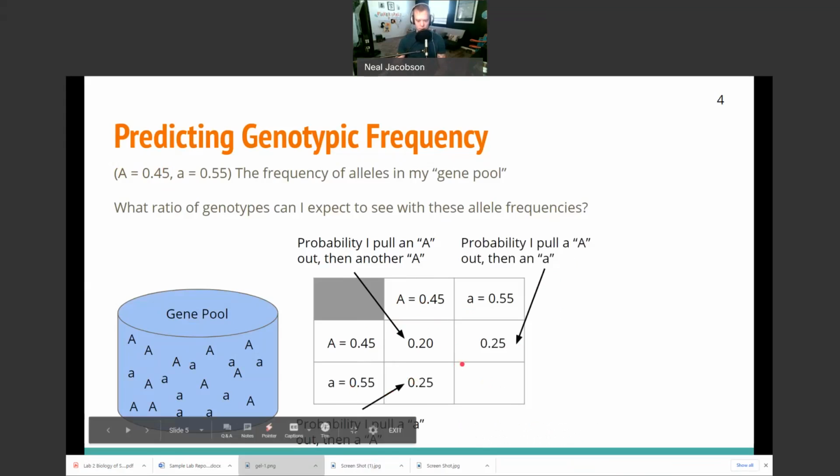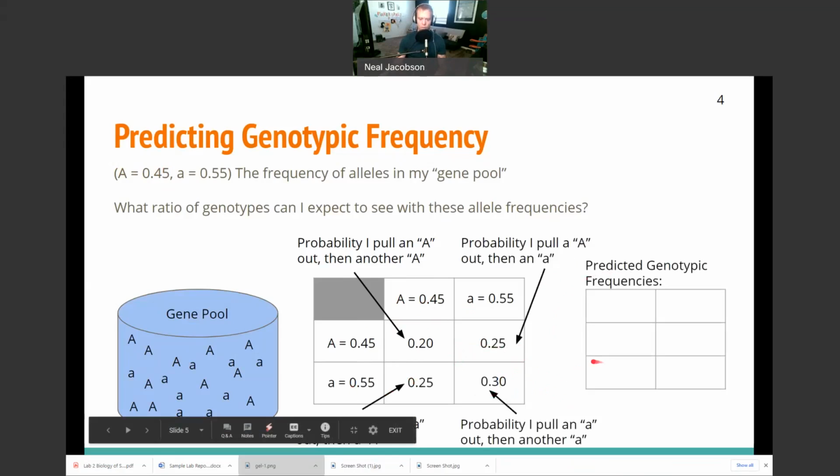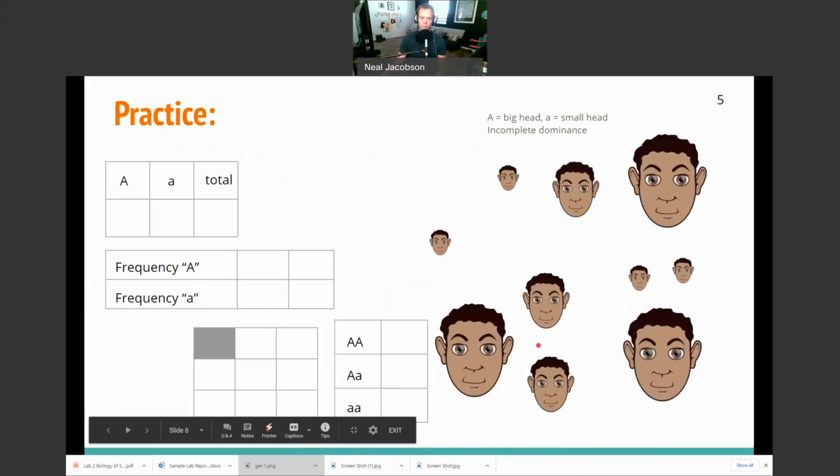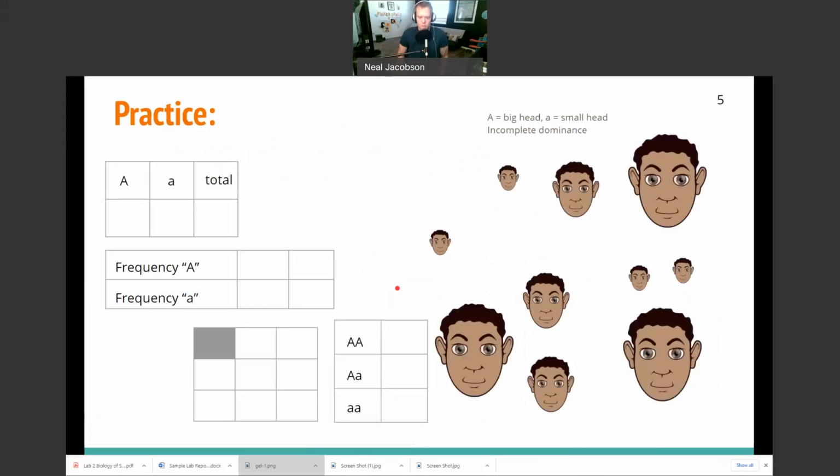All right, and then the probability of pulling out two little a's is 0.3. And then if we were to add these all up, just to check ourselves, these should all add up to 1 as well. So my predicted genotype frequencies are going to be 0.2, 0.5, and 0.3. All right, here comes the fun part. So now imagine, well, we'll get to that in a second.